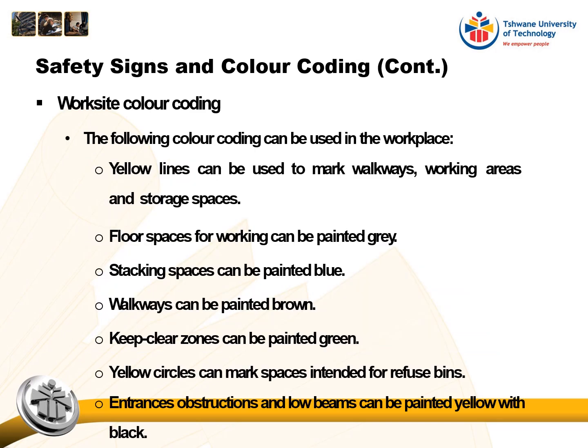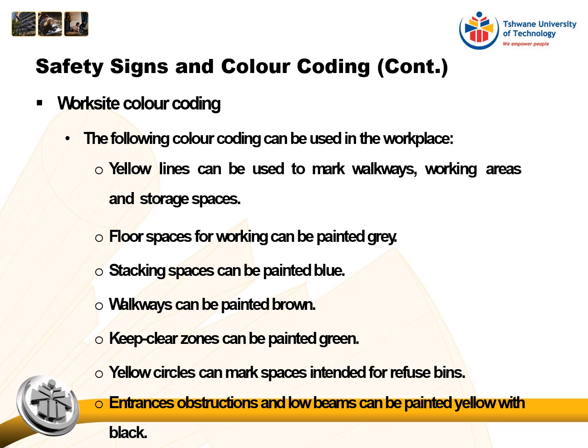The following color coding can be used in the workplace. Yellow lines can be used to mark walkways, working areas, and storage spaces. Floor spaces for working can be painted gray. Stacking spaces can be painted blue. Walkways can be painted brown. Keep clear zones can be painted green.